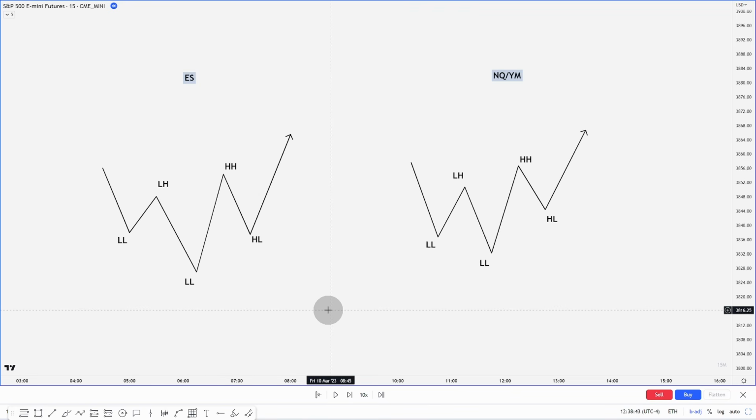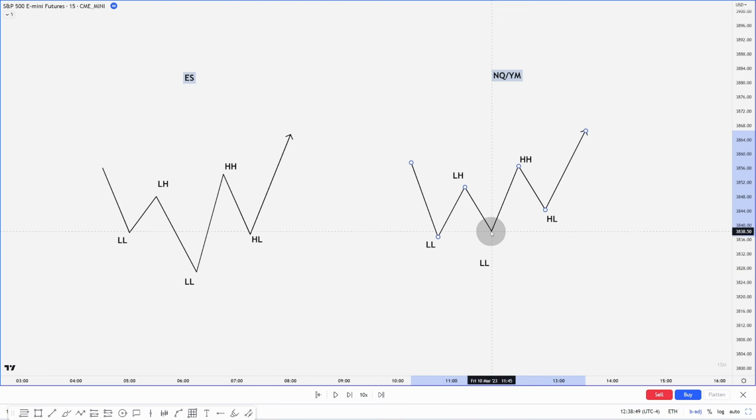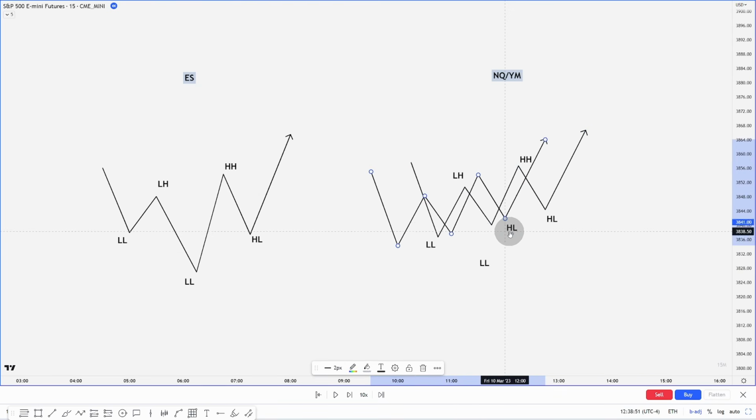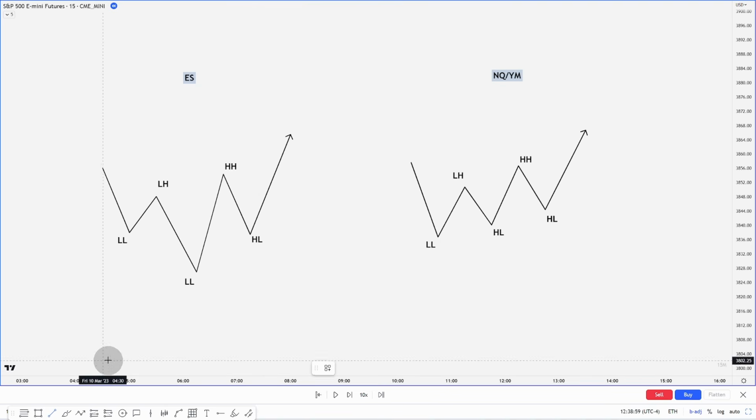What happens when you get an SMT is when you get a divergence here. So instead of making a lower low right here, one of the assets makes a higher low, like that. This is where your SMT would be. So you have a lower low to a lower low, but a lower low to a higher low. So marking that out, it would look something like that. And this is an indication that there may be a reversal.